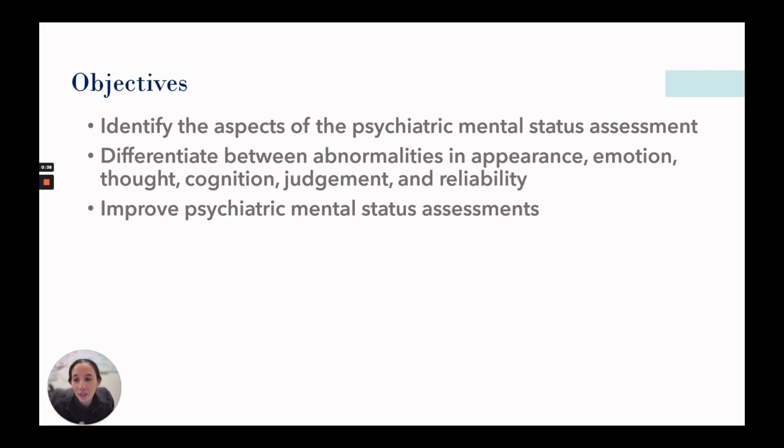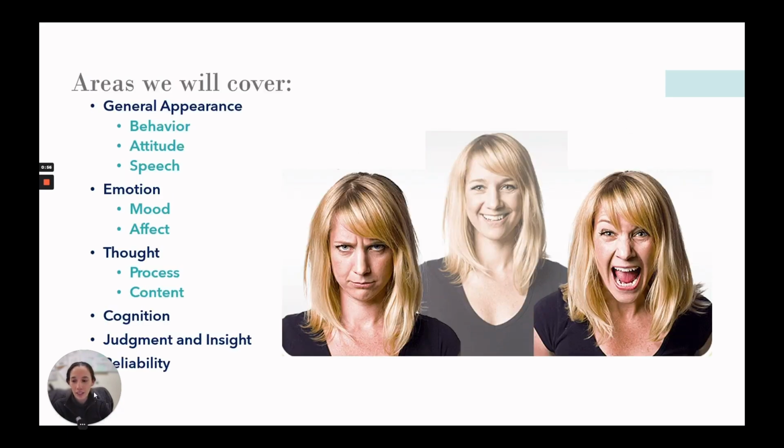Our objectives are to identify the aspects of the psychiatric mental status assessment, differentiate between abnormalities in appearance, emotion, thought, cognition, judgment, and reliability, and improve psychiatric mental status assessments. The areas we are going to cover include the general appearance, which includes behavior, attitude, and speech; emotion, which includes mood and affect; thought, which includes thought process and thought content; cognition; judgment and insight; and reliability.